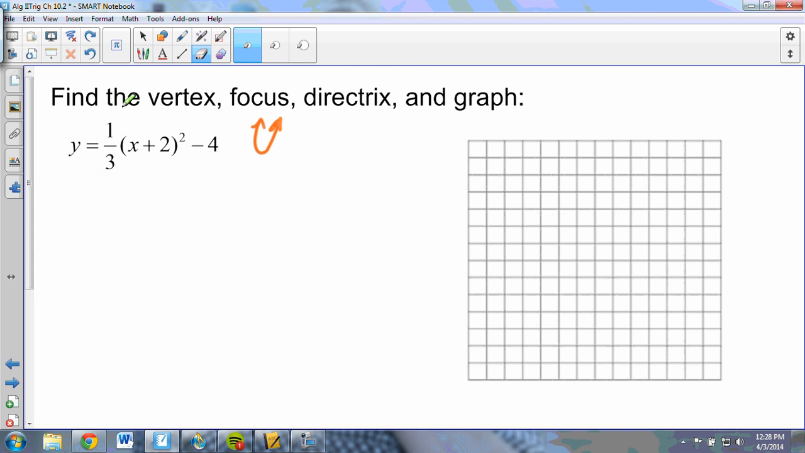This is not a new graph for us. Equations like this we have graphed many, many times. The only new thing here is going to be finding the directrix and the focus. The vertex is where? Negative 2, negative 4.